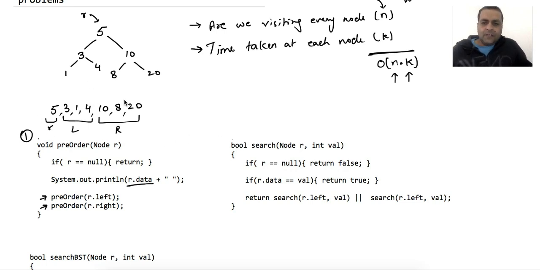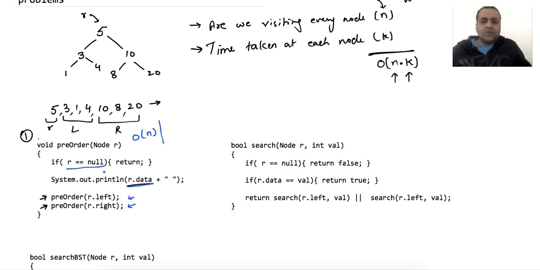Here, if you notice, we are visiting each and every node only once, and when we visit that node, we take constant time at that node. For every node there is a function call, and in each function call we first check a condition, then print the data of that node, and then call two functions for that node. A function call is a constant time operation. That function may not take constant time, but calling the function is a constant time operation. So at every node we are taking constant time. The total number of nodes is, let's say, n, so the total time taken is on the order of n.